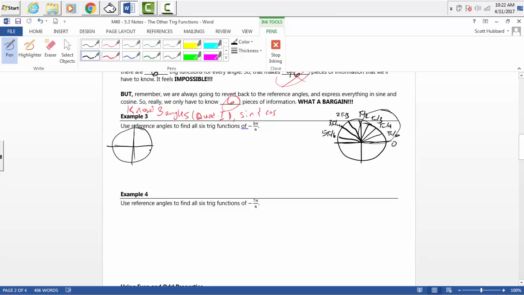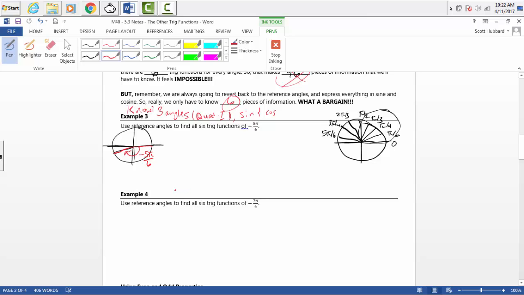Well, here's 0. Negative is going this way. This is negative pi, which is negative 6 pi over 6, the 180 degrees. And so it must be the angle right here. The angle is real small right next to it. And so that means that that is my angle. That's negative 5 pi over 6.